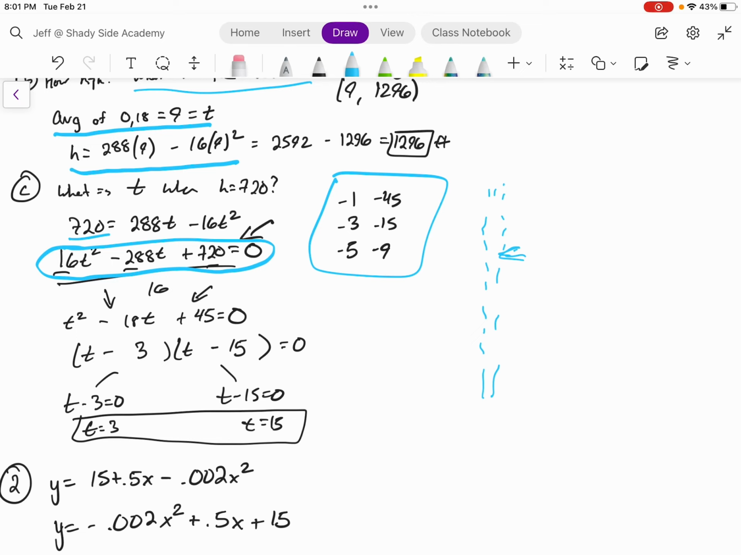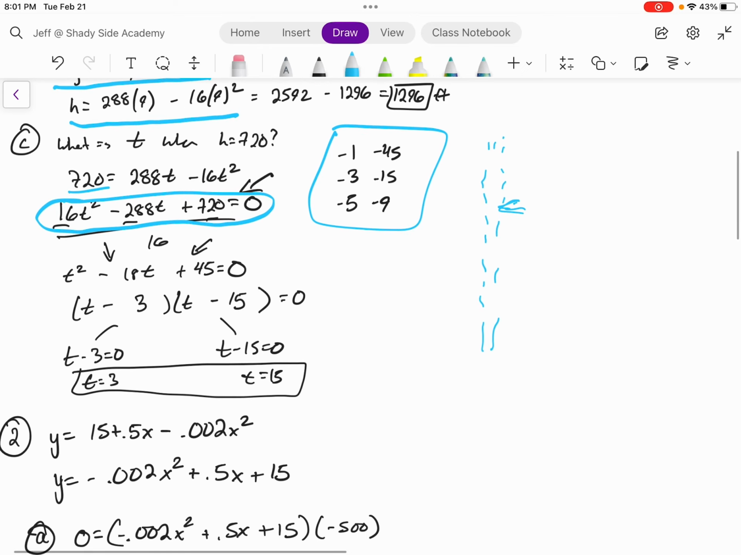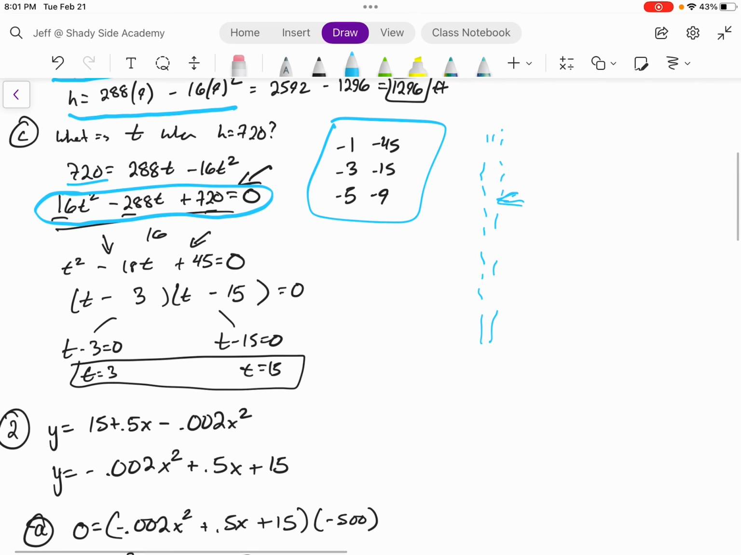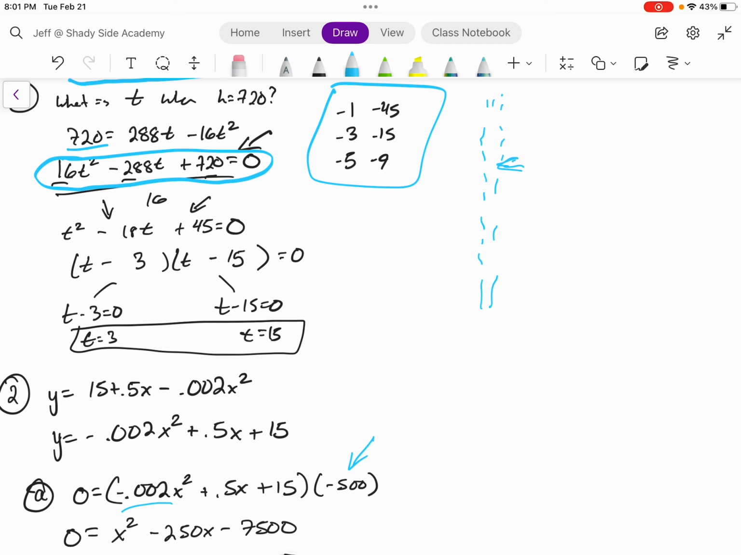Okay. And so our first part is very similar to problem 1. How far away from the golfer does the ball hit the ground? So again, we're trying to find where y equals 0 this time. And so we get something that looks like this. And I don't like these decimals here, so instead of dividing by 0.002, I'm going to multiply by negative 500. I know that seems kind of crazy, but that thing is going to sort of undo everything. And so if I multiply by negative 500, you'll verify that I can get this nicer looking quadratic.